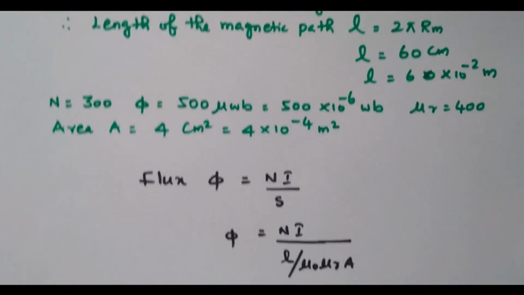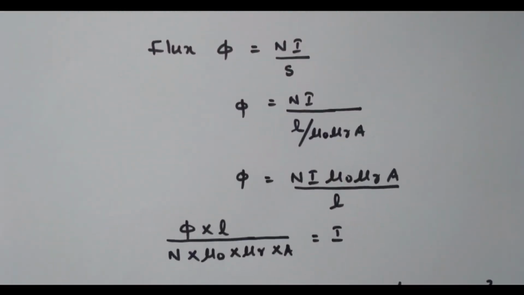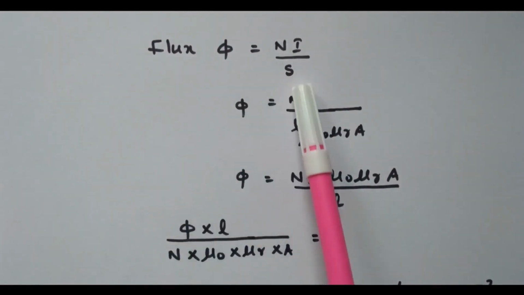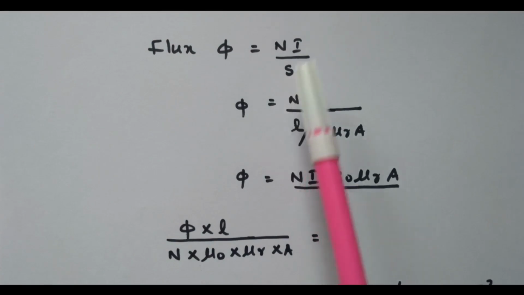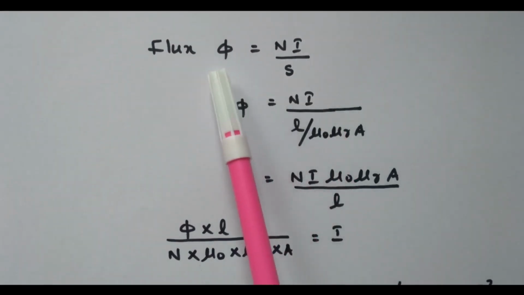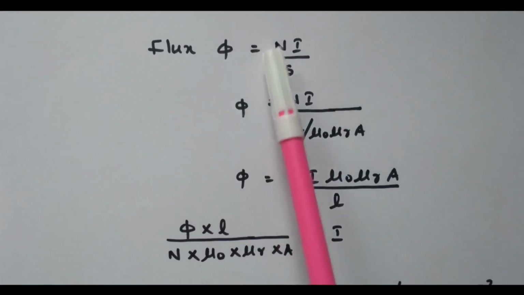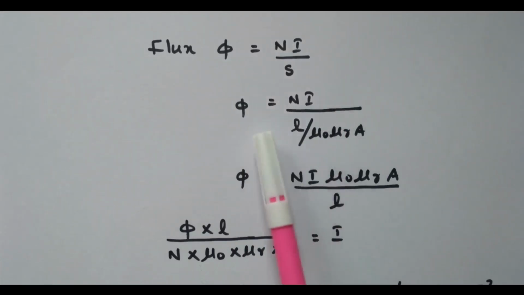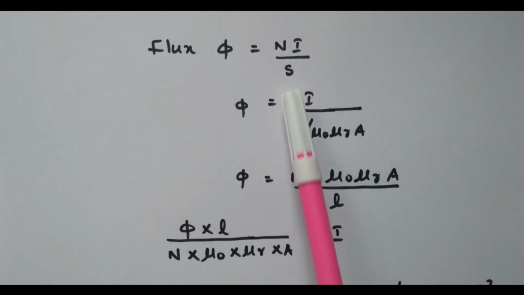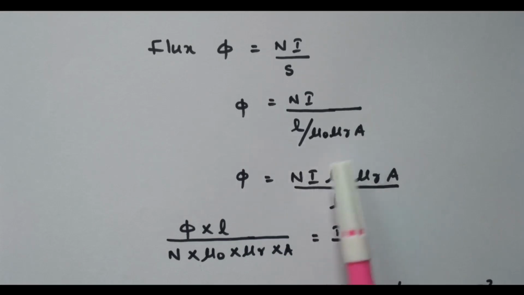The main thing is the flux is given. From that we need to find the current. So we start with the flux. Phi equal to Ni by S, that is, the reluctance S equal to Ni by phi. From that we got the formula phi equal to Ni divided by S. For the reluctance, one more formula is L divided by mu naught mu r into A, in terms of length and area.